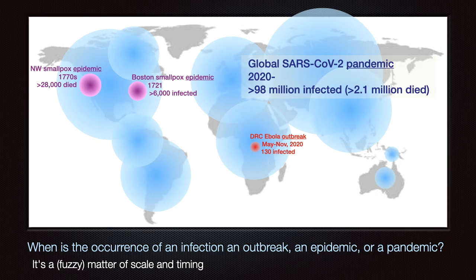In the red here we have an outbreak of Ebola in the Democratic Republic of Congo. This lasted from May to November in 2020. A little over 100 people were infected. This was geographically constrained, it was fairly small scale, and it did not last a very long time. We might term this an outbreak.